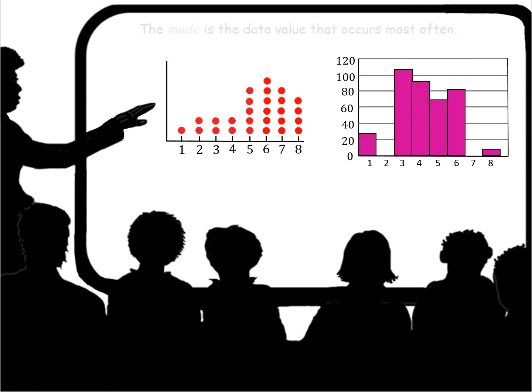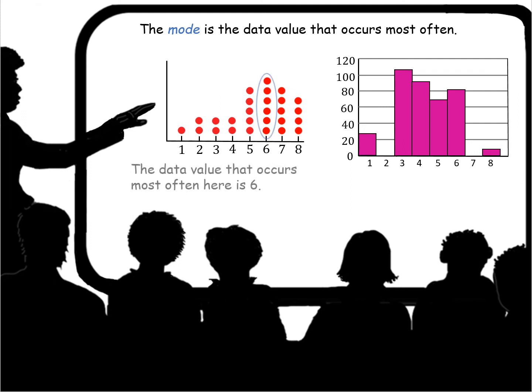Okay. Now the mode is the data value that occurs most often. This is fairly easy to see when you're looking at distributions represented in a graph form of some sort. In the first one, the dot plot, the data value that occurs most often is 6. You can clearly see that because in the 6th column, that is the highest data point, and so that group obviously has the most.